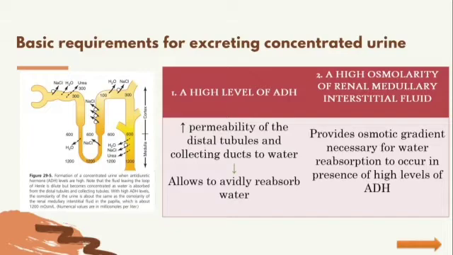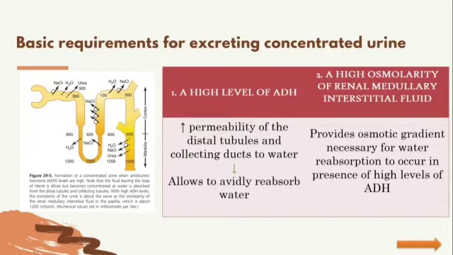After discussing the renal mechanisms for excreting dilute urine, let us now discuss the basic requirements for excreting concentrated urine. The first basic requirement is a high level of antidiuretic hormone. This high level will increase the permeability of the distal tubules and collecting ducts to water, allowing an avid reabsorption of water. Next would be a high osmolarity of renal medullary interstitial fluid.